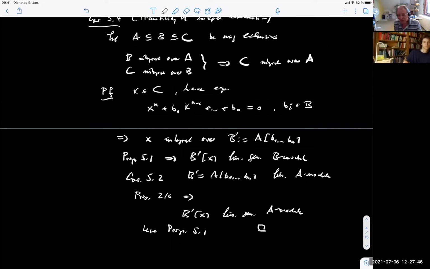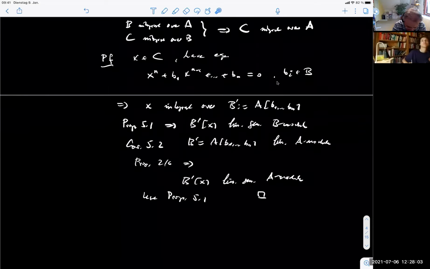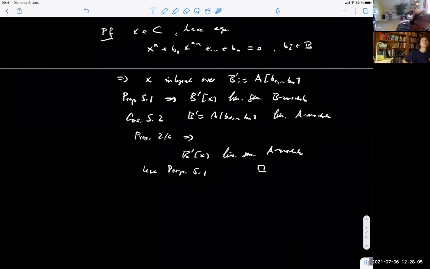So in this proof, you notice what we use all the time is this Proposition 5.1, this Nakayama criterion. This is really the key. Okay, what else? Something maybe not too interesting, but for the sake of completeness, let me write it.